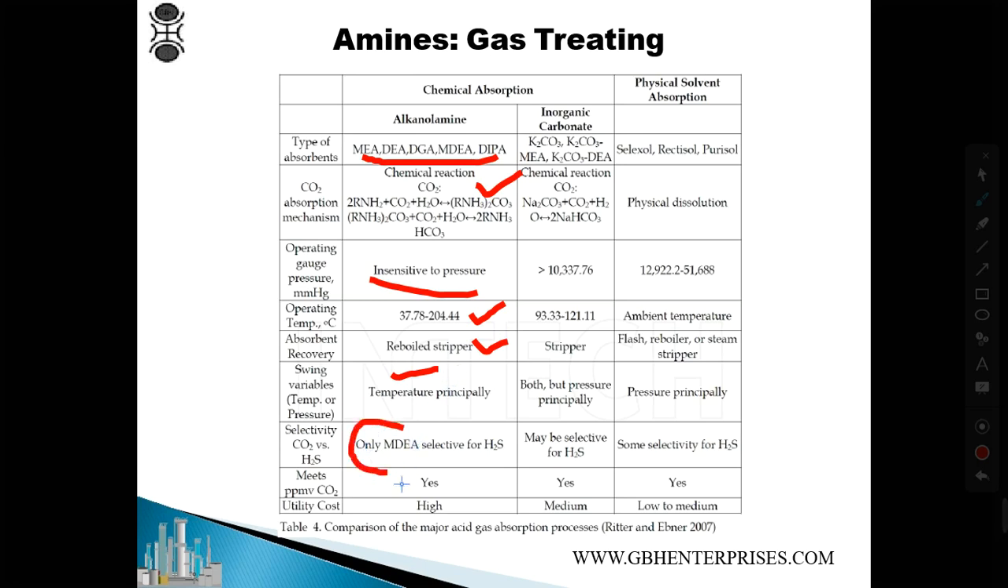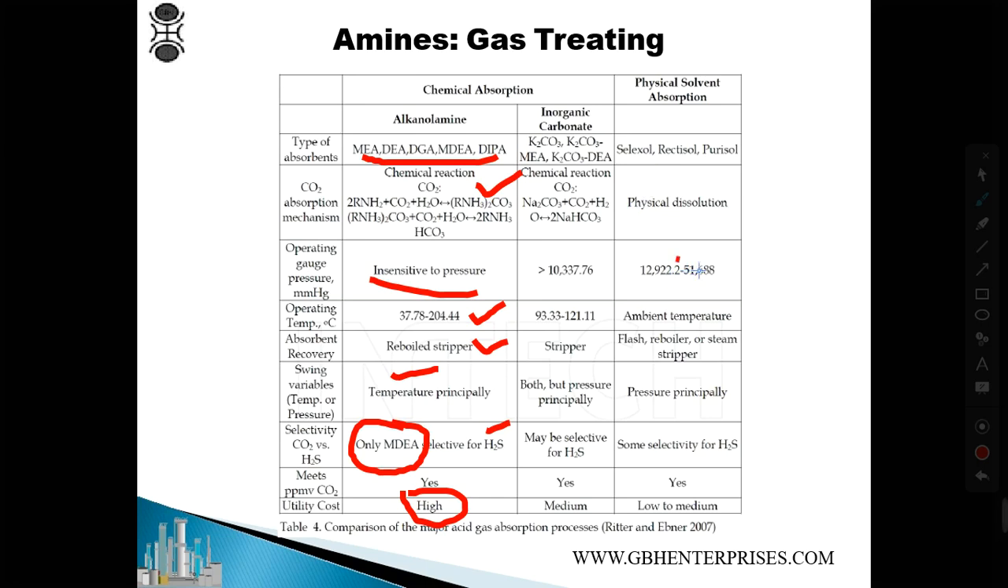Diethanolamine and monoethanolamine are okay for H2S and CO2, but if the gas has CO2, MDEA cannot be used because it's used for H2S only. It definitely meets all requirements, but of course the managing cost is high because we have to bring it to a high temperature, so the acid gases are released from the amines also.